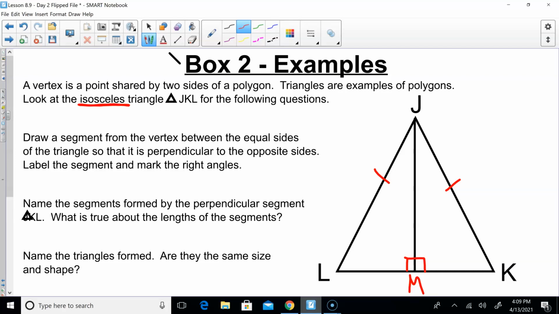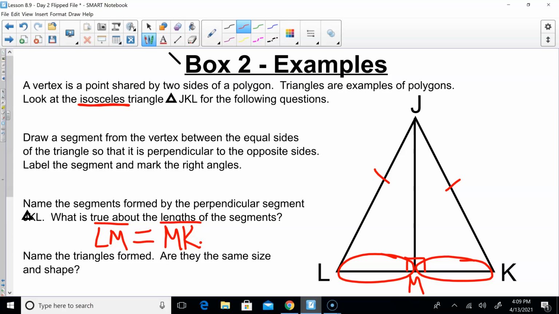So it says, name the segments formed by the perpendicular segment of triangle JKL. So it looks like these are the new segments. It looks like L to M is a new segment, and M to K is a new segment. So we know that LM is our new segment, and KM or MK is our new segment. And the question is, what is true about the lengths of the segments? Well, if we cut it directly in half from something that's equal to itself, that means those look like they're equal to each other, and those sides would be the same.